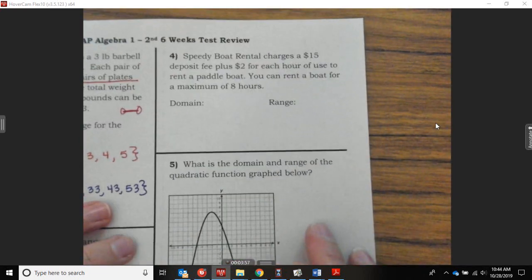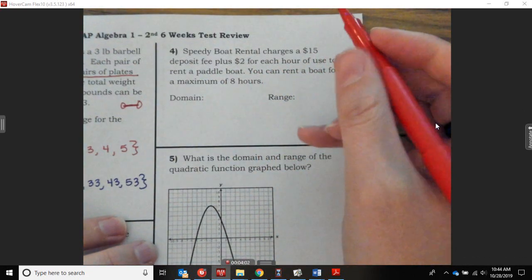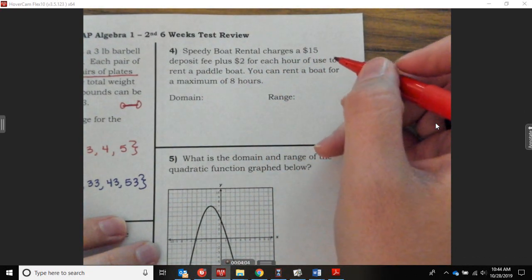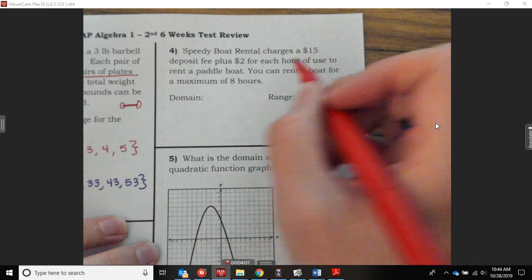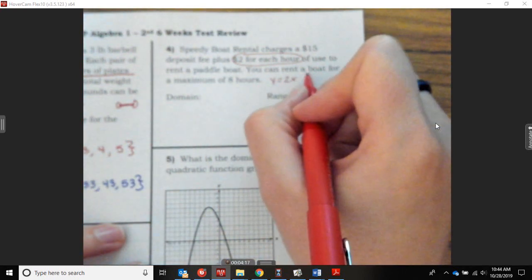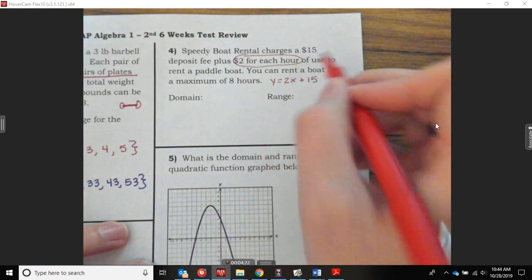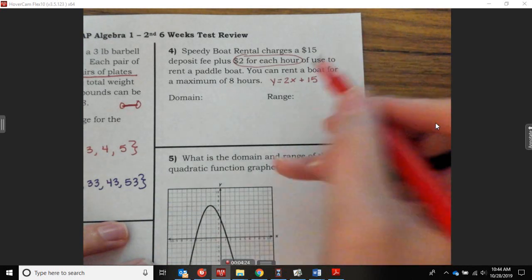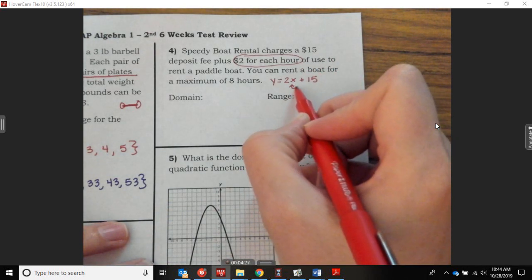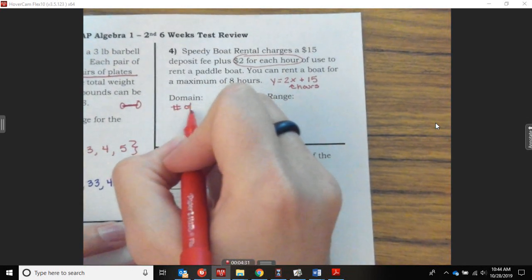Okay. Number 4, Speedy Boat Rental charges a $15 deposit fee plus $2 for each hour of use to rent a paddle boat. You can rent a boat for a maximum of 8 hours. If I were to make an equation out of this, y = 2x, because that's where my multiply word is, plus 15. And so 2 for each hour, which means x is hours. That's my domain, is number of hours.